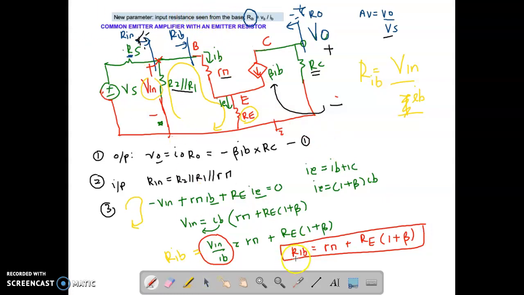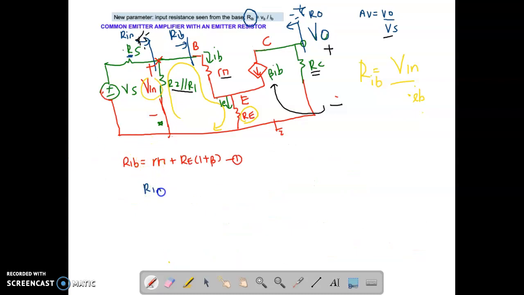Okay, so now you can denote your RIB is the long equation here, right? But there is some mistake here. We need to recall back for Rin. Your Rin is actually R1 parallel to R2. It's not parallel to Rπ. Sorry for that. It's actually parallel to what we call RIB. So you can denote here your Rin is actually R1 parallel to R2 parallel to not Rπ but parallel to RIB. Why didn't you use Rπ? Because we have RE here, so we need the summation of the resistance here. That is what we call RIB.